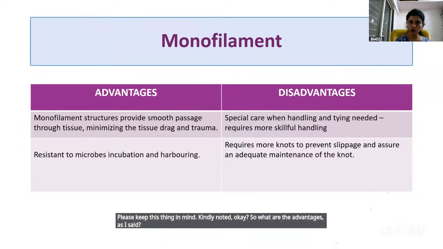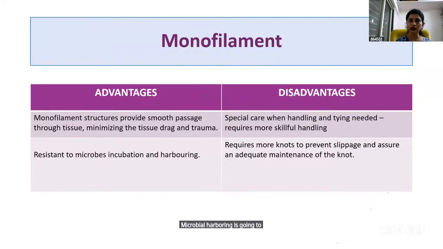Smooth passage through the tissues. The friction is going to be less because the surface of the suture is smooth. Microbial harboring is going to be next to nil because there are no crevices, no interstices present, correct?